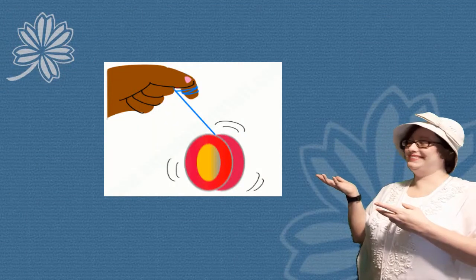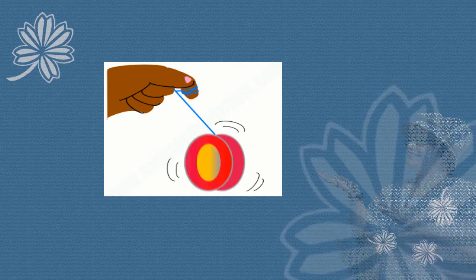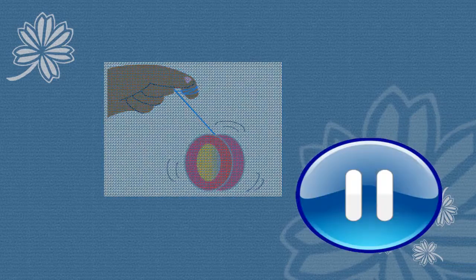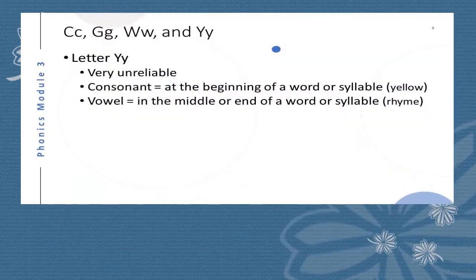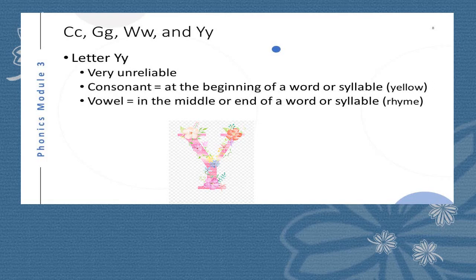Say yo-yo aloud and listen to the first phoneme as you pronounce this key word. The first sound in yo-yo will be identified by the key symbol Y. The Y is very unreliable. We can't assume when we see Y in a word it will represent the sound you hear in yo-yo. When Y represents the phoneme heard in yo-yo, it is a consonant.